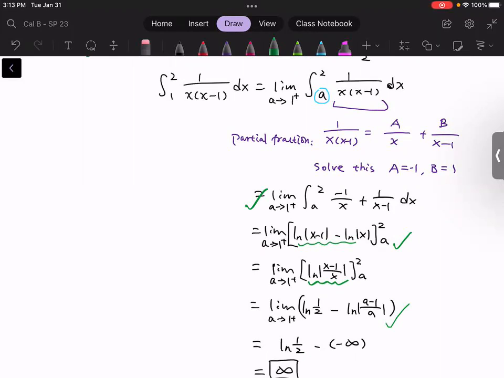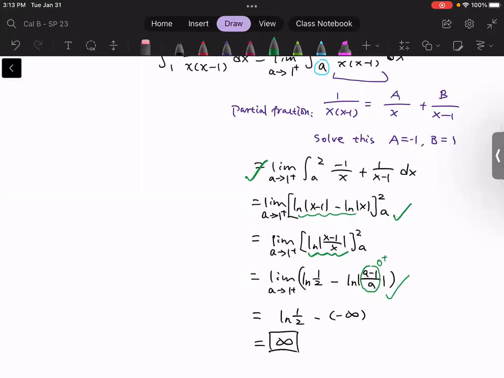All right, now we will see here (a - 1) divided by a. This will approach 0 plus. The natural log of 0 plus will give us negative infinity, according to the graph of the natural log function. Minus minus, we will recover positive infinity. Okay, so this will be the answer to this question.